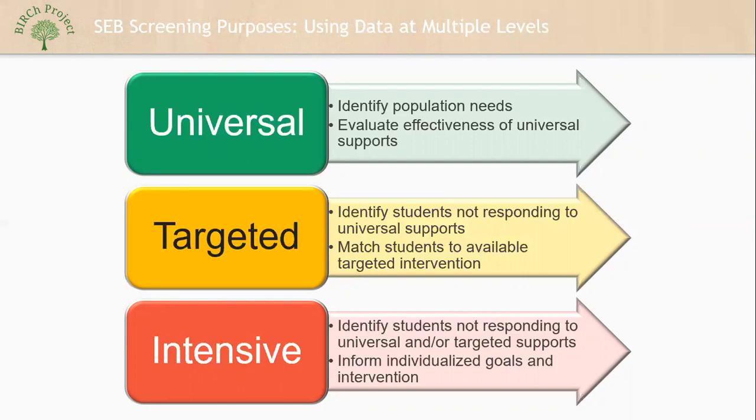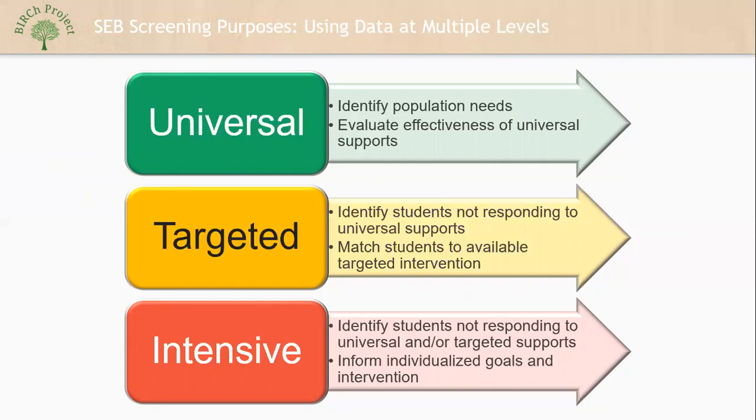So it's important to remember that in a multi-tiered system of support, all students are provided with universal SEB supports, even those students who need targeted or intensive intervention. So everyone gets the universal supports as a starting point. At the targeted or tier 2 level, screening data are used to identify students who have not responded to universal supports.